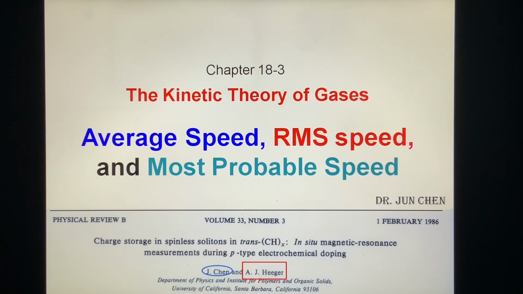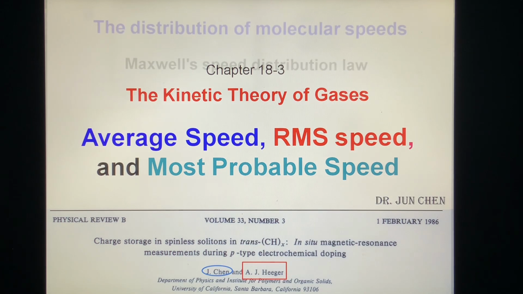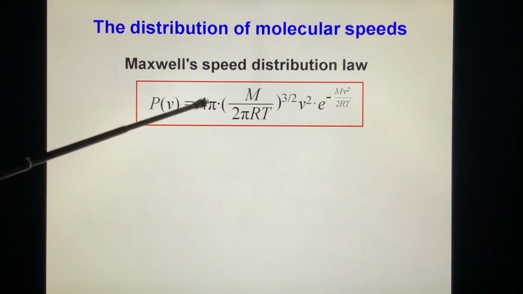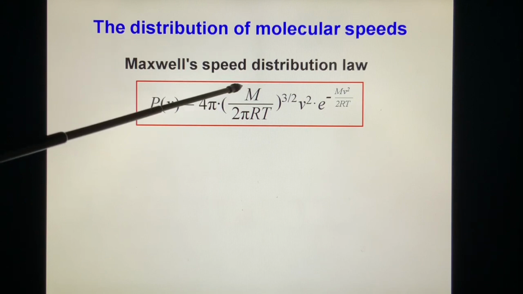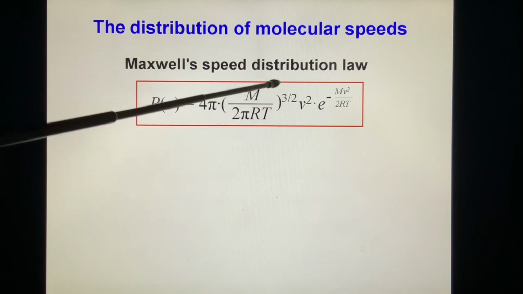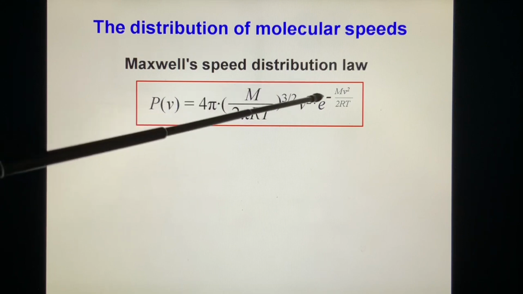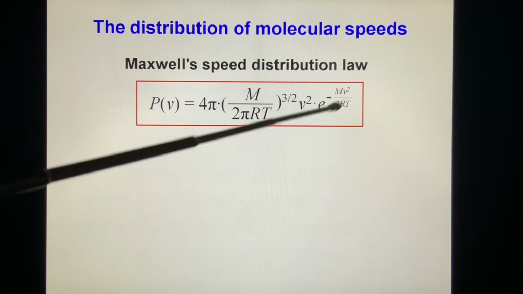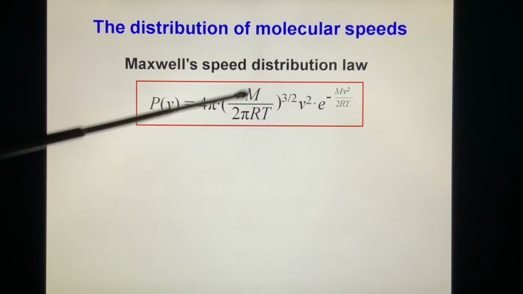Average speed, root mean square speed, and most probable speed. The distribution of molecular speeds, Maxwell speed distribution law. This is Maxwell speed distribution law. P(v) equals 4π (M over 2πRT) to the 3/2 v squared e to the minus M v squared over 2RT, more or less like this one, okay?